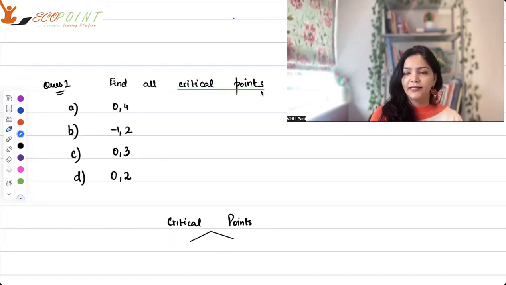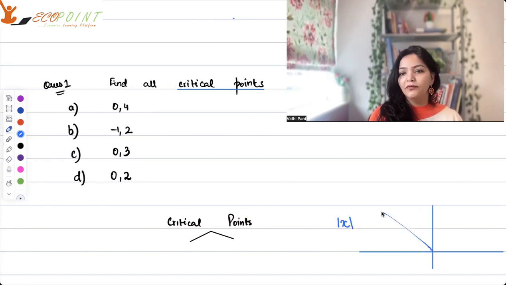Critical points होते क्या हैं? Suppose you start with the graph of modulus of x. If you graph this function, it's a V-shaped graph that you get, right? You can see it from the graph itself that the minimum that this function will attain is at x equals 0. Clearly, the value is 0 here, and that's the least value that this function can attain.